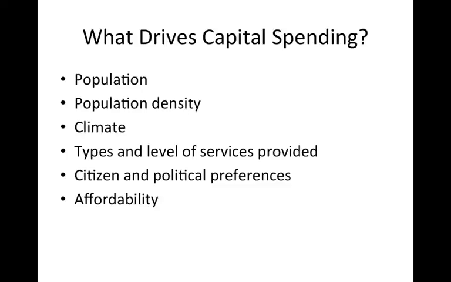What types of services a government provides certainly is going to have a big impact on what it spends for capital projects. If it has a responsibility for roads and bridges, then it's going to have to spend money to keep those standing and in good shape. Whereas a government that doesn't have a responsibility for roads and bridges isn't going to have to spend in that area. Certainly, what the elected and appointed officials consider to be important, what citizens consider to be important, are going to set priorities for capital spending, and then whether it's affordable or not.